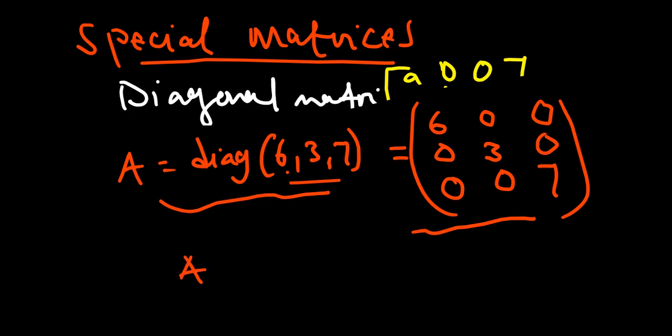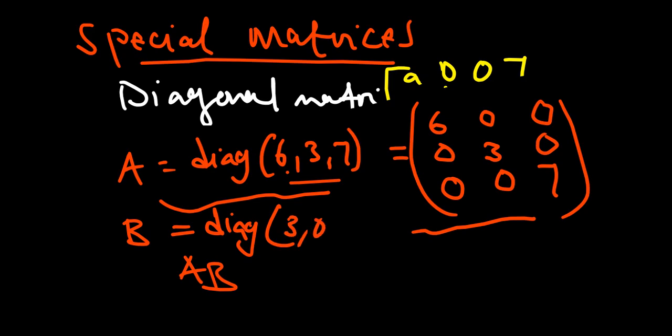Okay, so for example, if we have another matrix B here which is diagonal, and then they say maybe 3, 0 and then 2. It means you can write the complete form of this, you also write the complete form of this, and then you just multiply those two matrices.